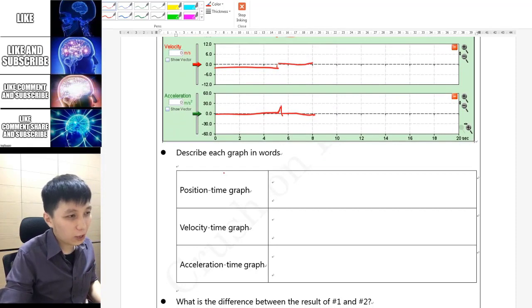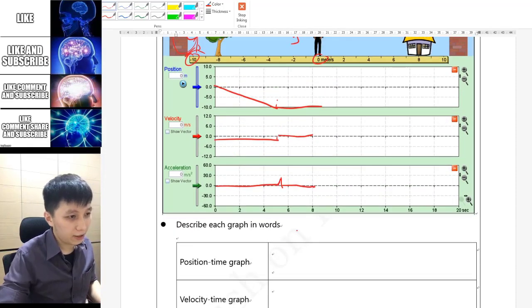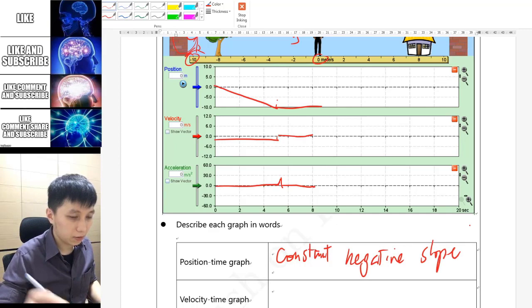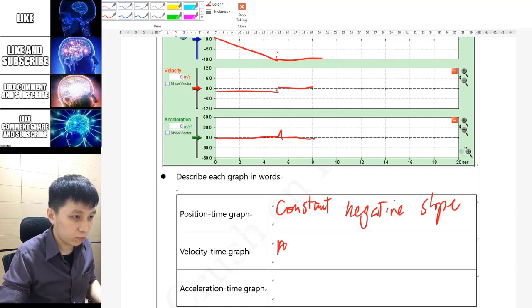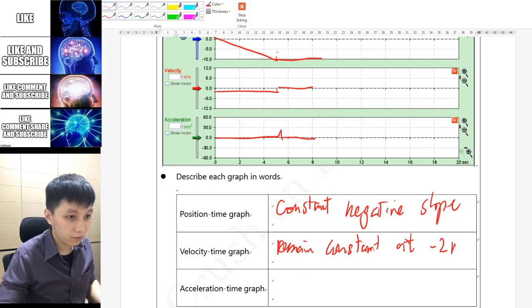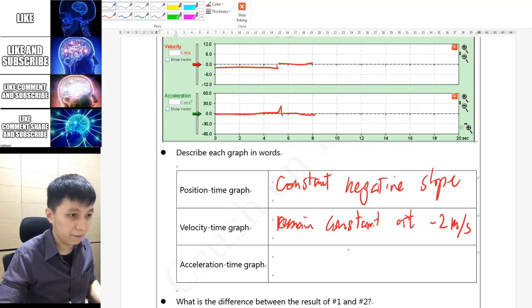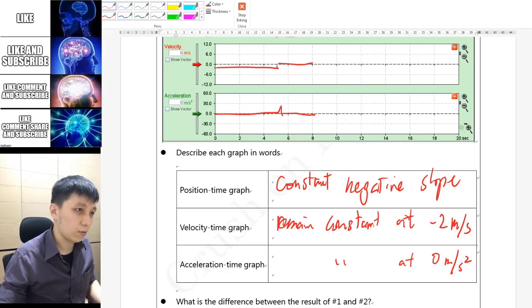So for describing the position time graph, what we can say is constant negative slope, right? Because it's going downhill. As for the velocity and acceleration time graphs, they will be very similar to our experiment 1, which we can say remain constant at the value of -2 meters per second, and same for the acceleration. So I'm not going to write again, 0 meters per second squared.